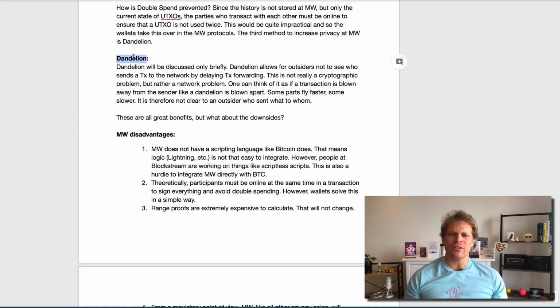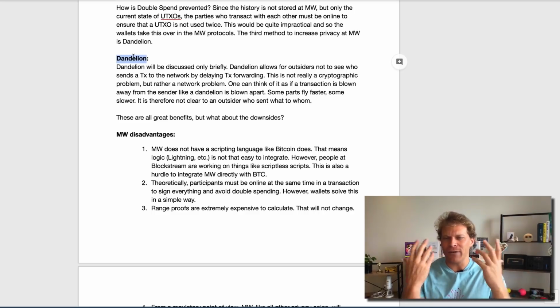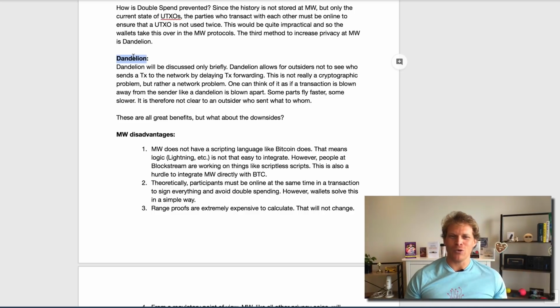We're not going to go too much into Dandelion here. We're going to do a separate video on this because it's not so much of a cryptographic concept, and it's very easy and kind of vivid to understand.